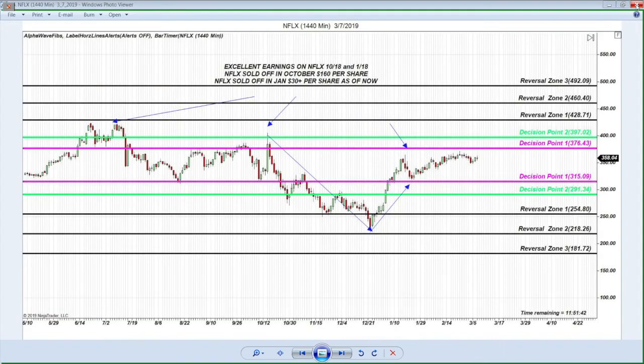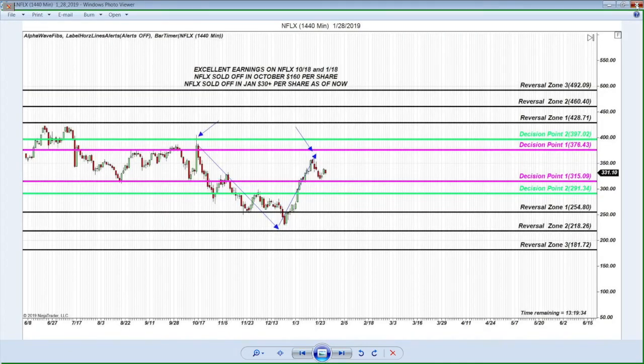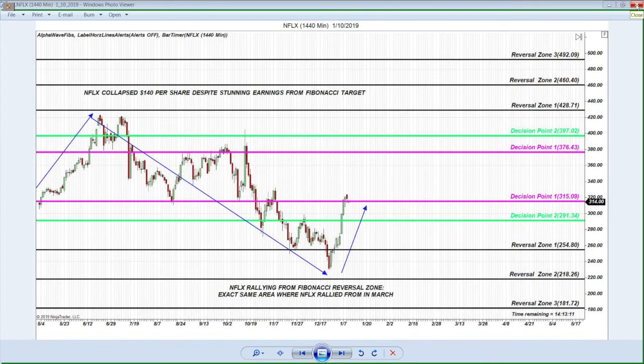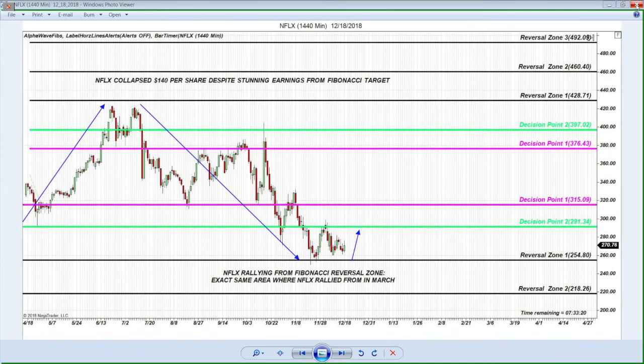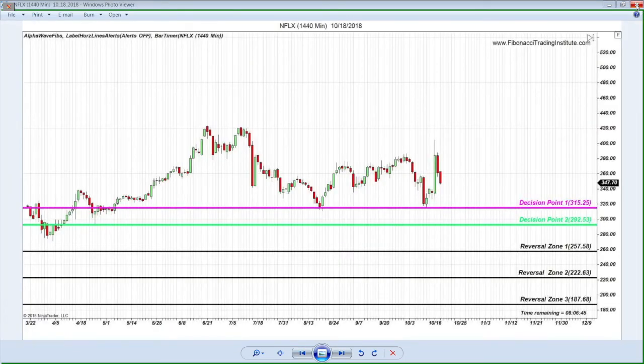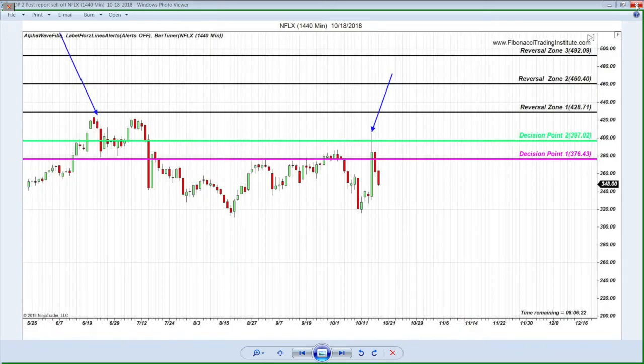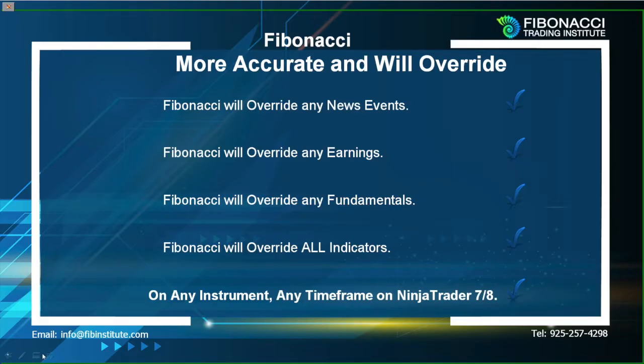It's all the same, traders. It is that simple. You master price action. You know how to apply Fibonacci. The skies are the limit. What you choose to trade.